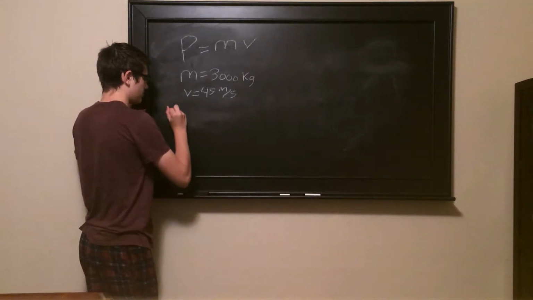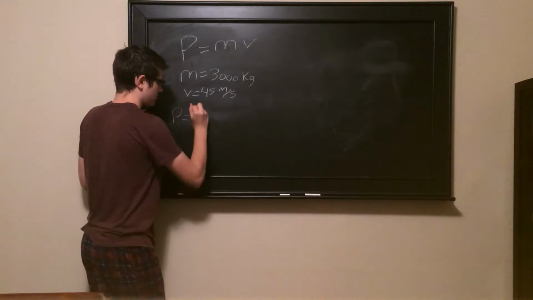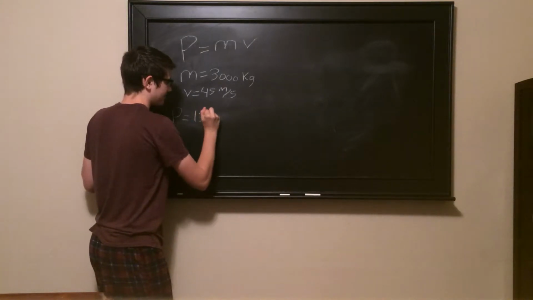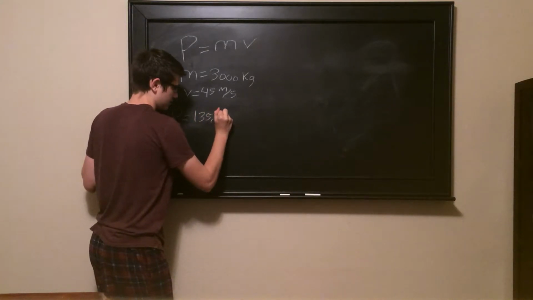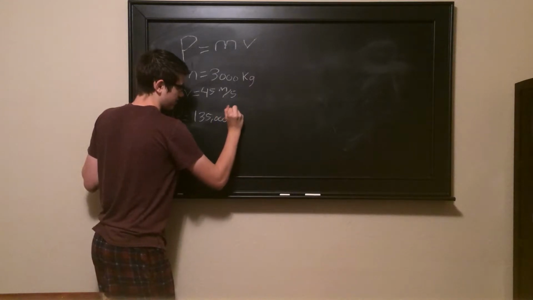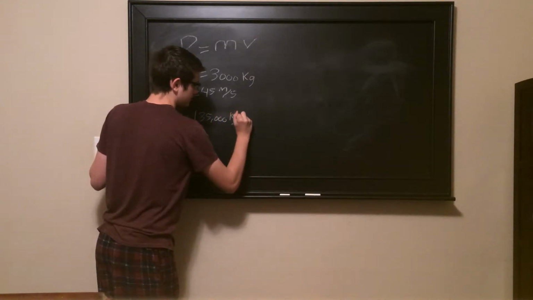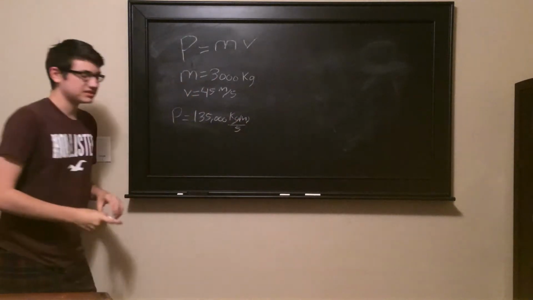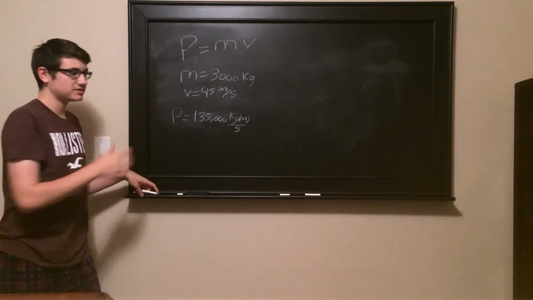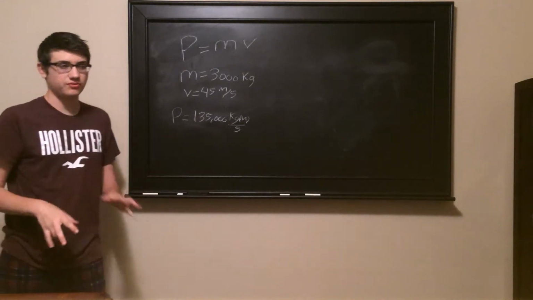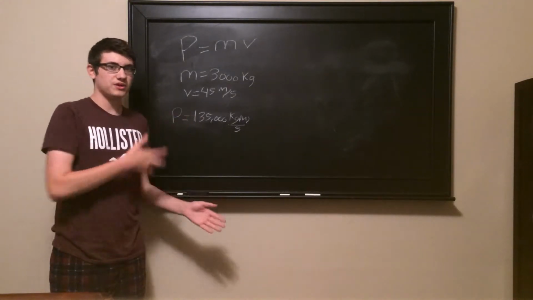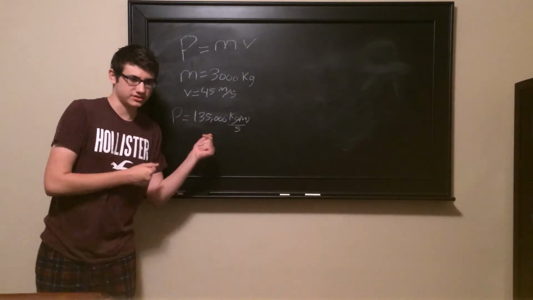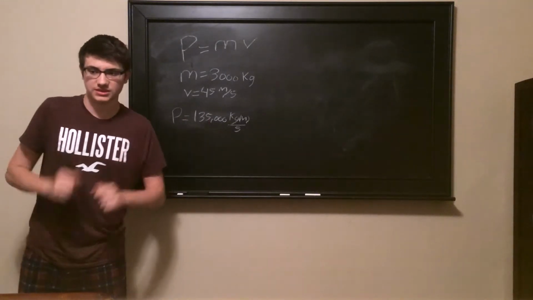So we get the momentum to equal 135,000 kilogram meters per second, and those are supposed to be multiplied right here. And that's how we do a simple problem to get the momentum. Although most problems will require you to do more, it will be more involved and a lot more difficult. That's just a very, very simple example.